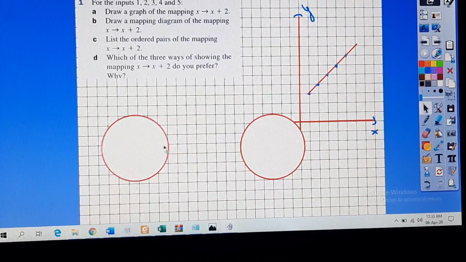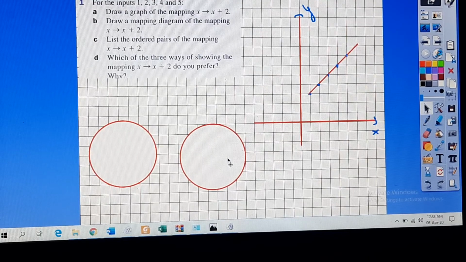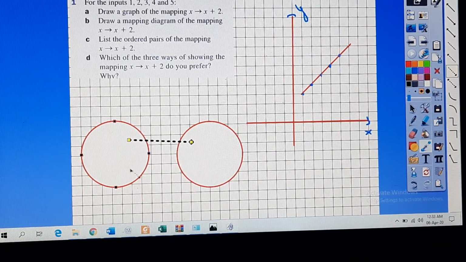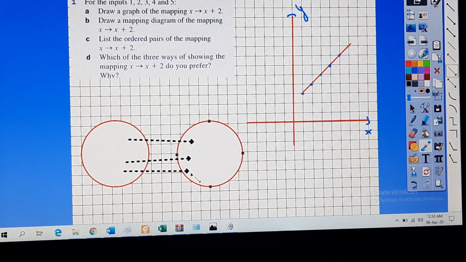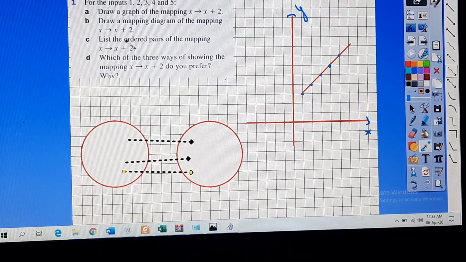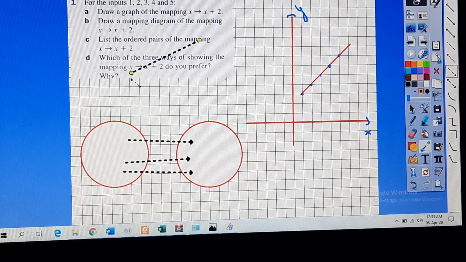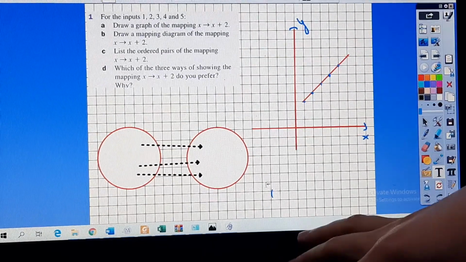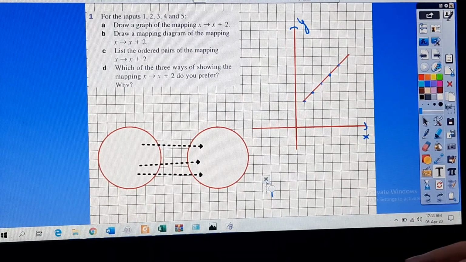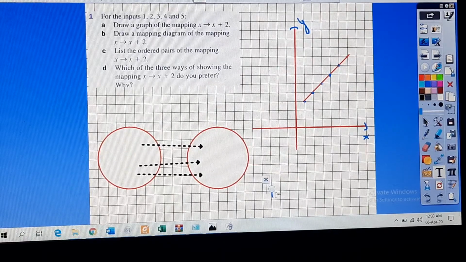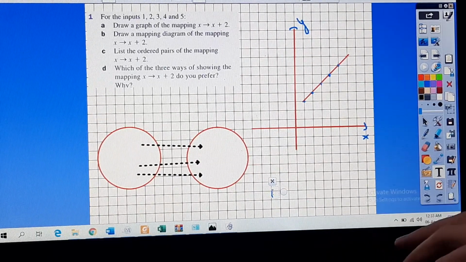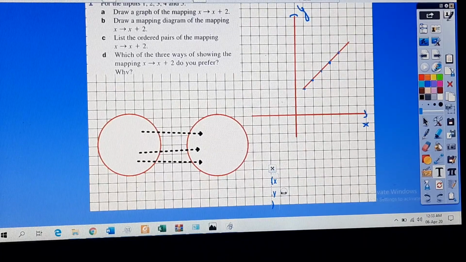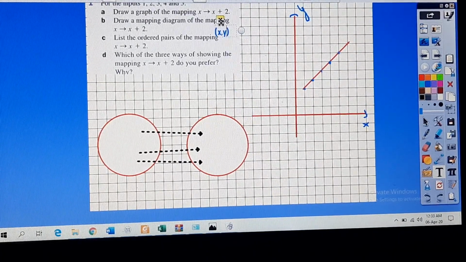You'll put the input and you'll find the output here. Input, output, like this. You are going to complete it, I'm not going to do it. List the ordered pairs of the mapping. To list means writing the points inside brackets, the ordered pair (x, y). So this one is the list.